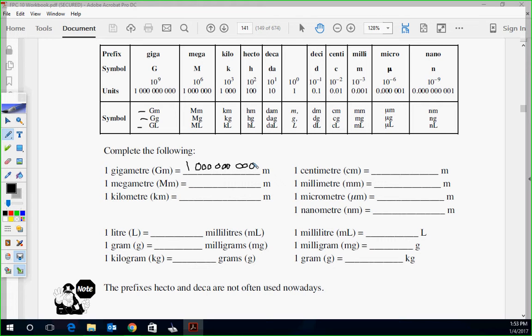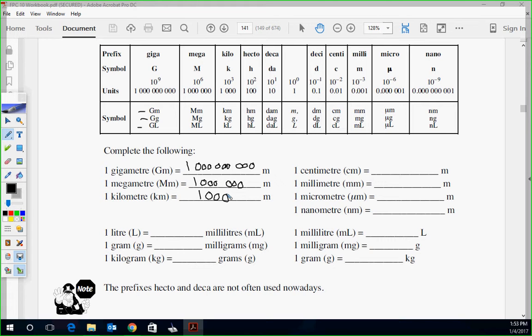1 with 9 zeros. 1 megameter. So again, megameters on the left, it's bigger than the regular, so it's going to be a bigger number. It's 10 to the 6, which is 1 million. So 1 megameter is 1 million meters. Okay, we should be good with kilometers. How much? It's 1,000, right? Kilometers 1,000. You can see that right there. 10 to the 3, 1,000. Just reading the chart right now.